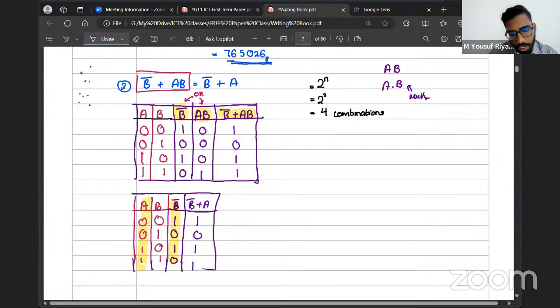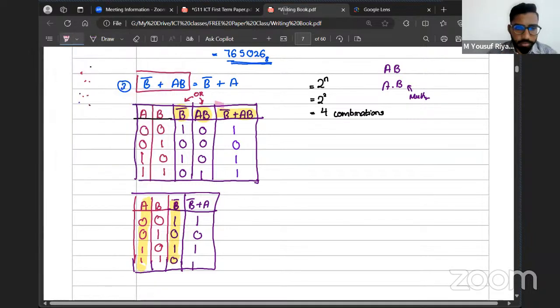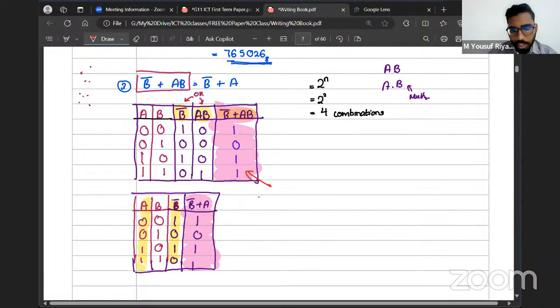Now, if you look at the last column of both of them, can't we show both in the same table? You can. If you look at the last column of both the tables, are they equal? Exactly. So you can see both are equal. If you just draw this truth table, it's enough. That will actually prove that both are equal.